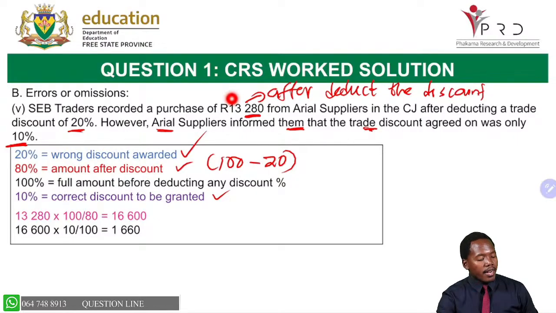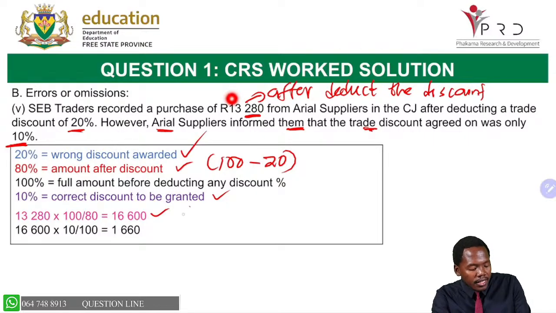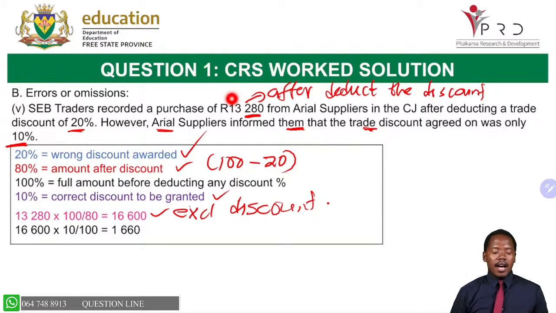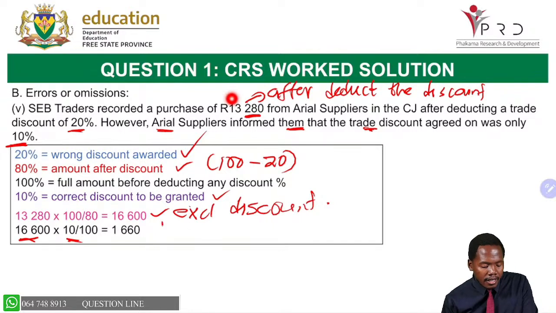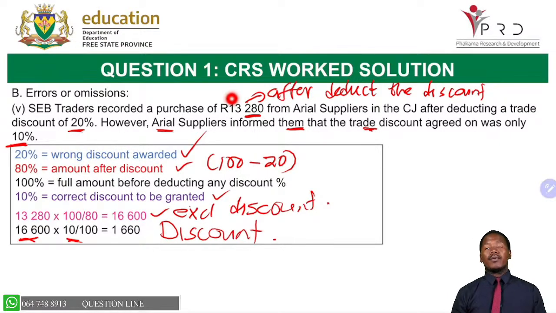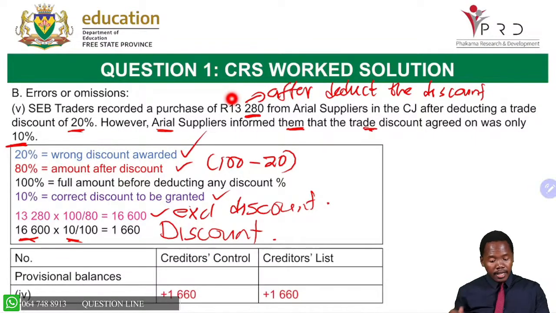Now, 13,280 multiplied by 100 over 80, then we get 16,000. Now, this is the amount excluding the discount. Now, for us to know how much our correct discount is, we say 16,600 multiplied by 10 over 100. Now we know our discount is 1,660. How do we now record this?